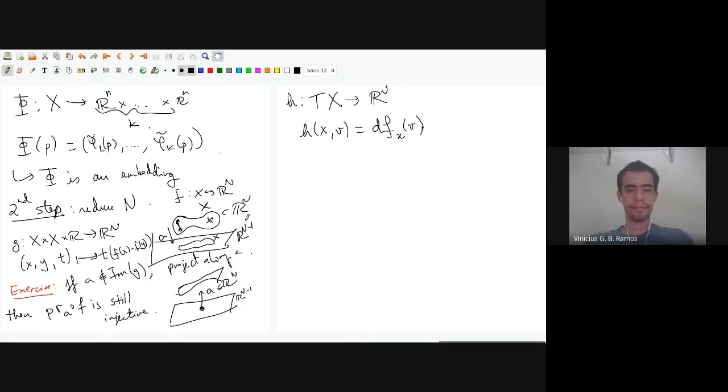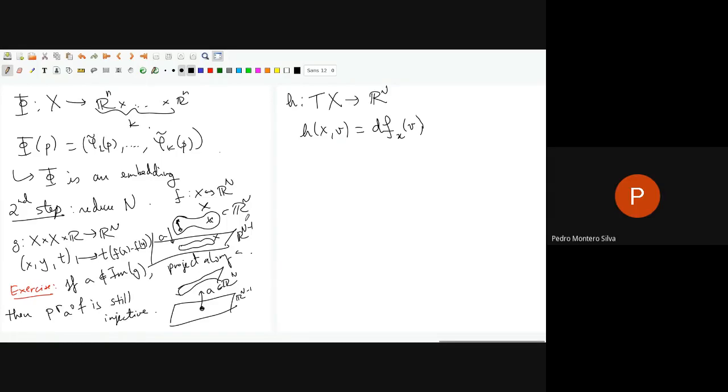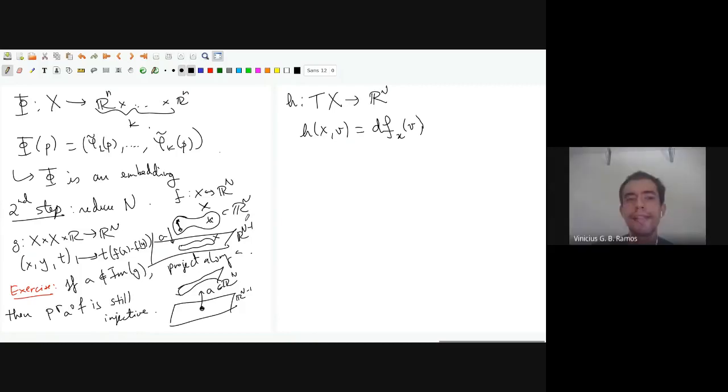Sorry, a remark. So by Sard, if the capital N is bigger than 2n plus 1, then you have a dense open set of possible directions A. Exactly. Yeah, that's the point.